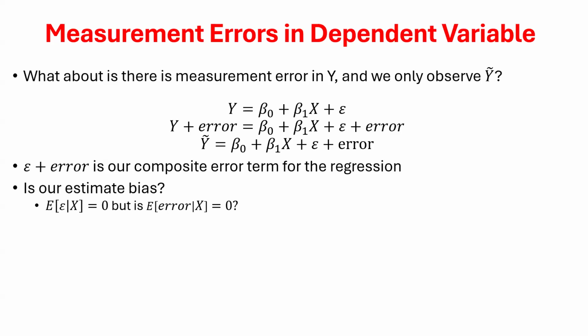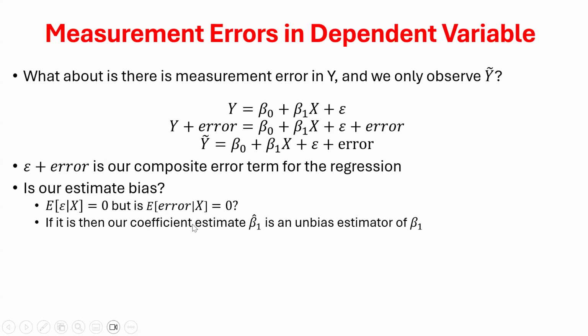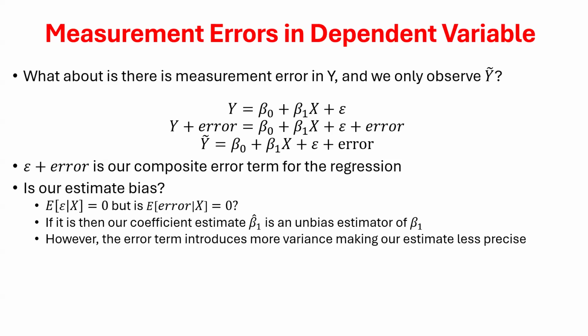Now it's not the measurement error in the X variable, it's the error that exists in our Y variable. If it is equal to 0, then we have an unbiased estimator. I'll give a deeper look into this in just a second, after we look at some actual data. However, because there's more variation, even though we have an unbiased estimator, it can make our standard errors a little bit higher, right?